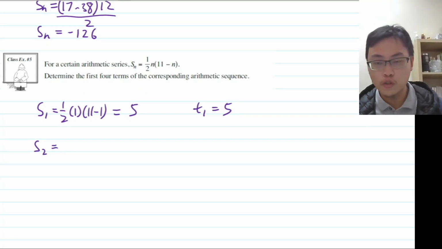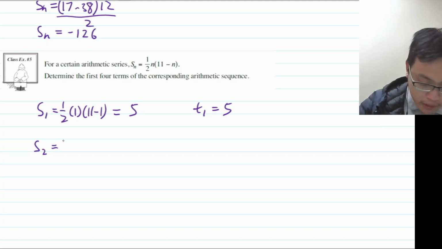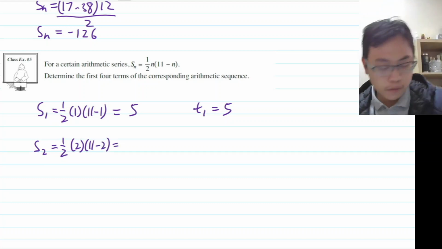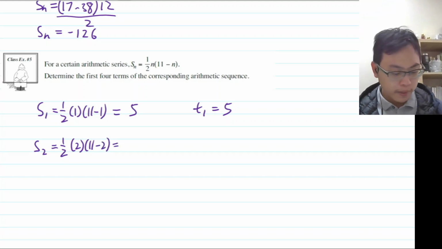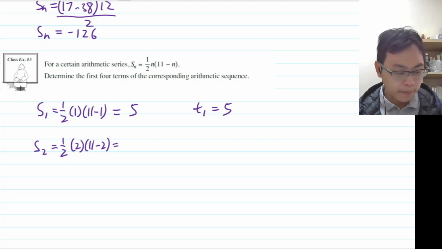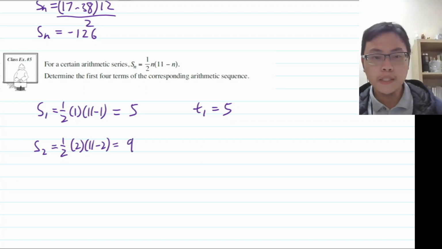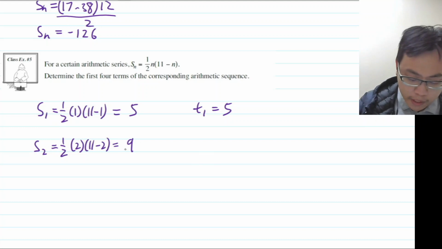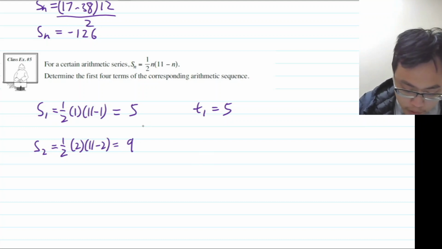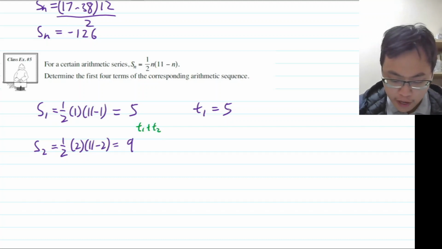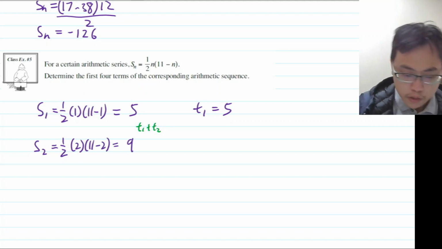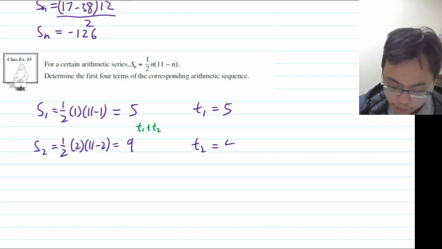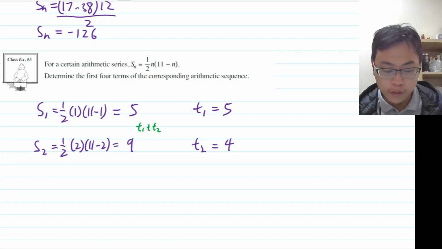Now, if we look at the sum of the first two terms, S of 2, that means the first term plus the second term, T1 plus T2. That's half of 2, 11 minus 2. This time we can put it into our calculators. 11 minus 2 is 9, 9 times 2, and then divided by 2, we get 9. So the sum of the first two terms is 9. Where does 9 come from? S2 is T1 plus T2. So 5 plus what will give me 9? That's 4. So T2 is going to be 4, because 5 plus 4 gives me 9.